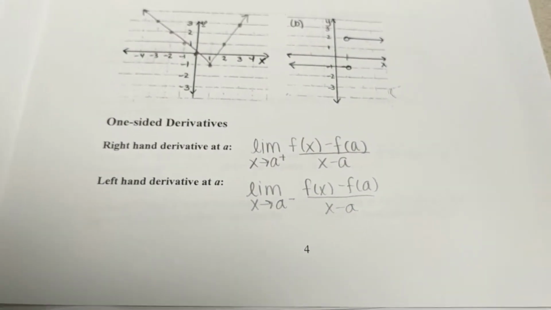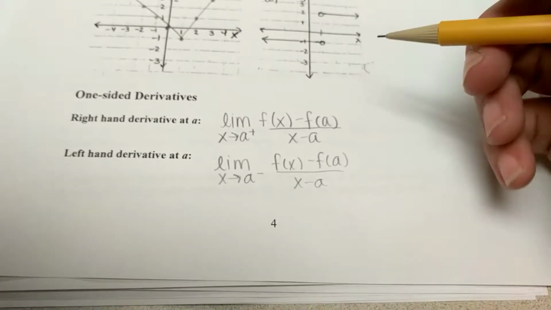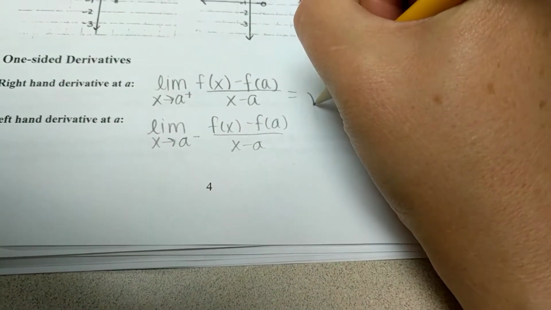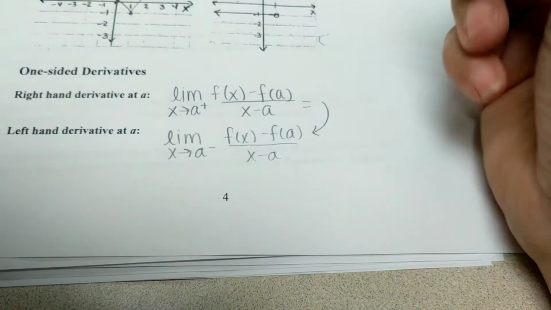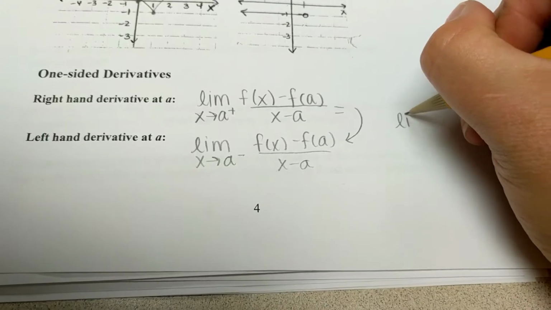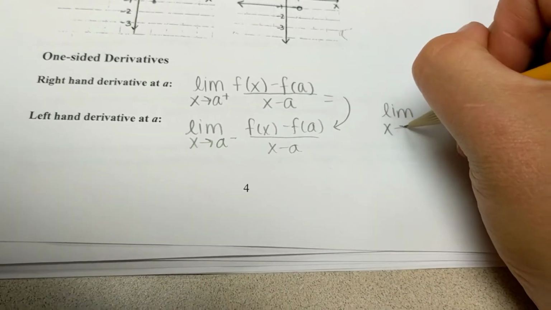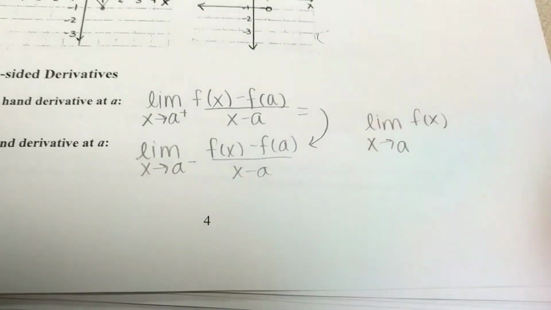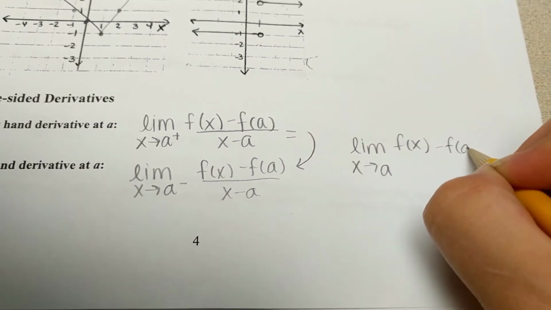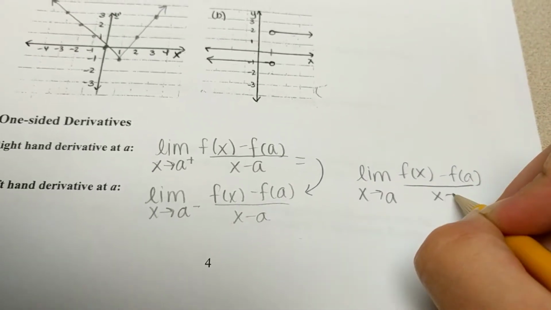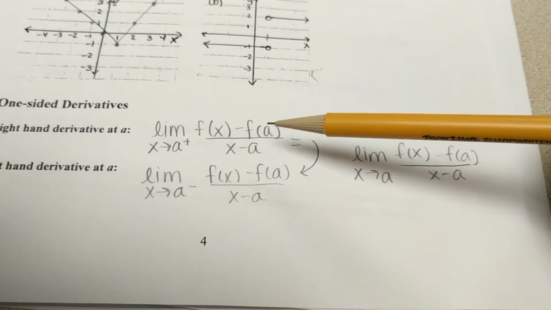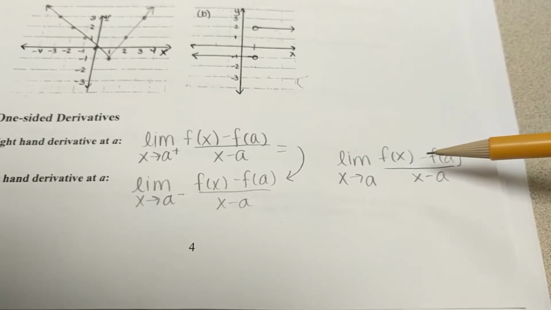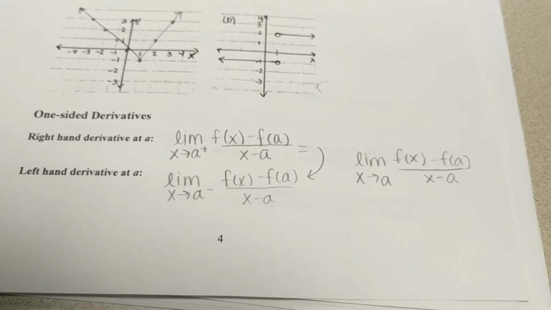And the one thing that we need to know is that if the limit from the right equals the limit from the left, then we can say the limit as x approaches a of f of x minus f of a exists. Okay, so if both of these two match, then this one works. It's very similar to what we did with limits earlier this year in chapter 2.